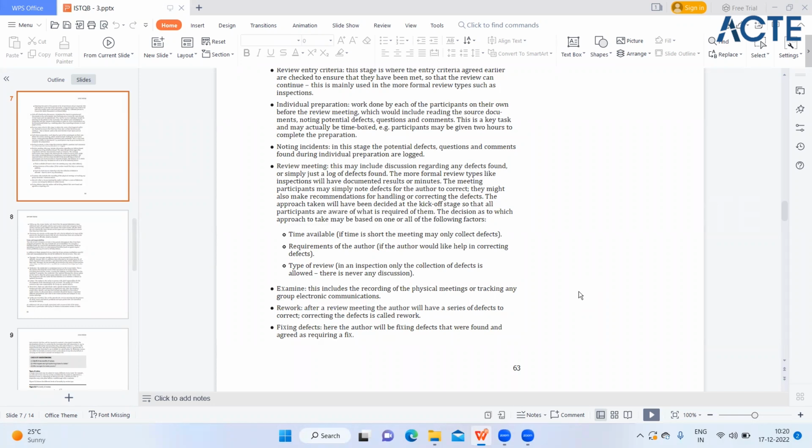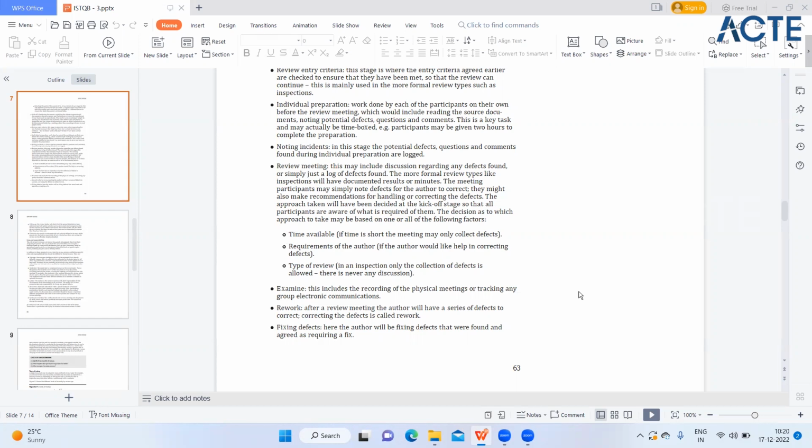After that, requirements of the author. If the author would like help in correcting defects, for example, if we are having more time, then definitely the author will review those defects in the same meeting, and after that he will provide his views, like we can correct this defect. So this kind of depends on the author. And the next thing is type of review.